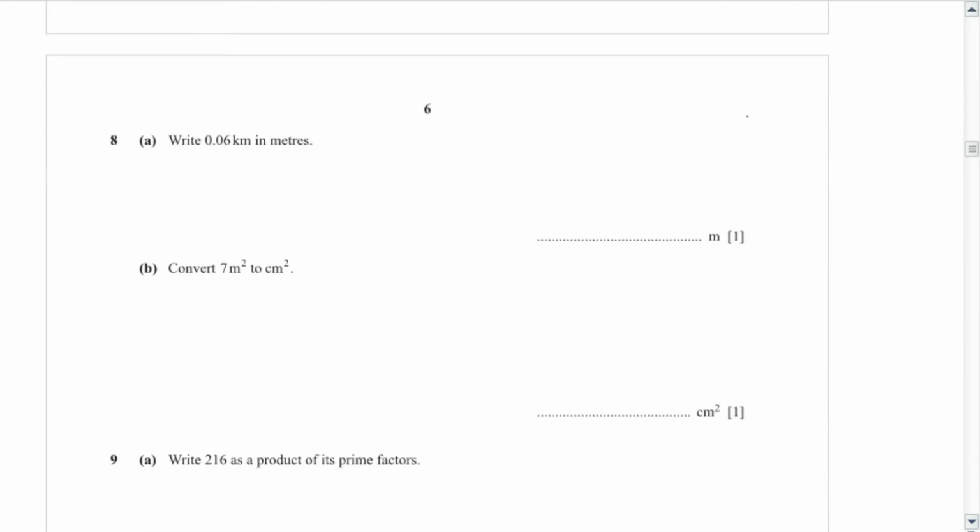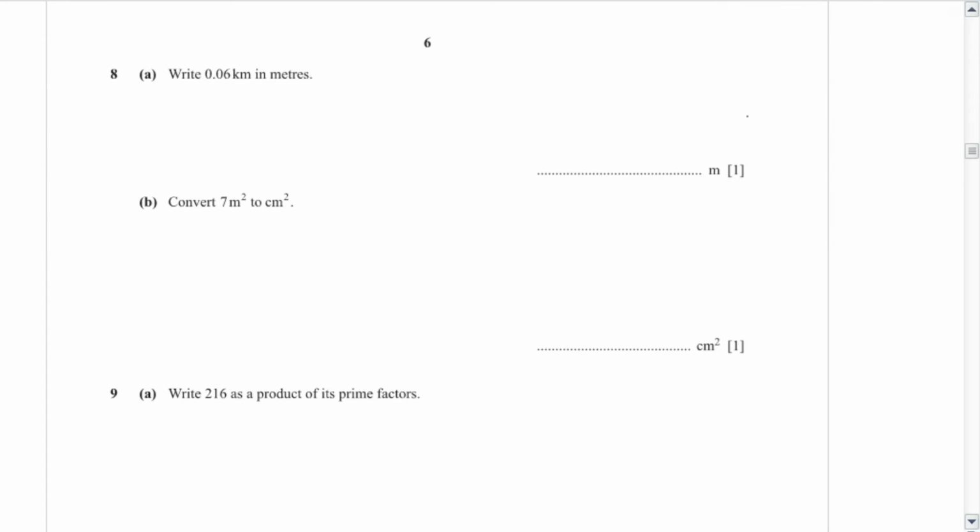Question number 8, part A: write 0.06 kilometers into meters. So, we will convert this. When we convert 0.06 kilometer into meter, we will have to multiply by 1000, because there are 1000 meters in 1 kilometer. And we are converting the big unit, kilometer, into meter, which is the small unit.